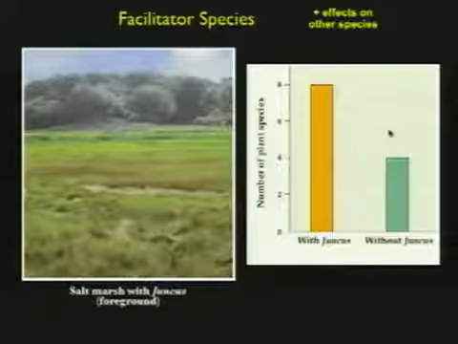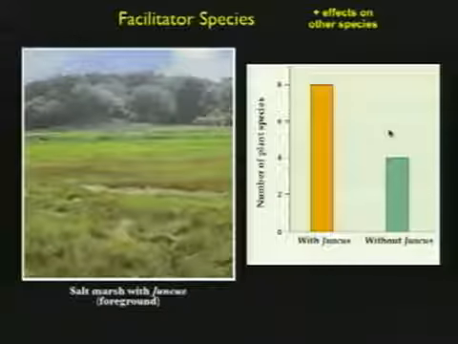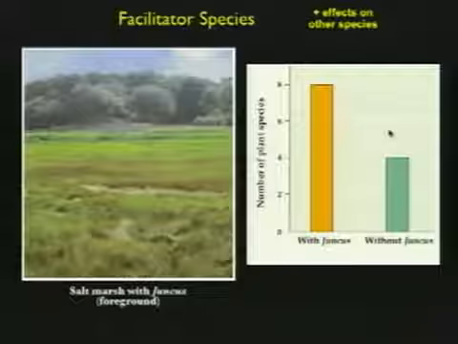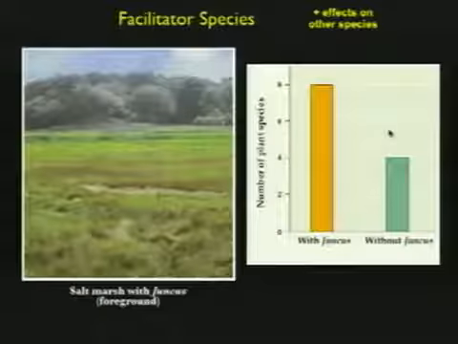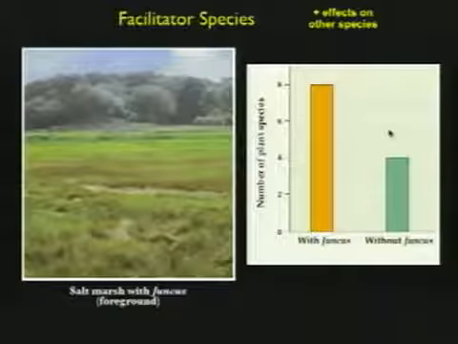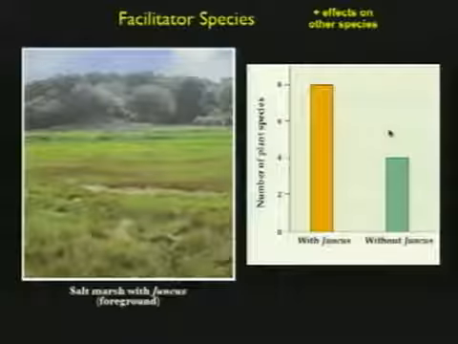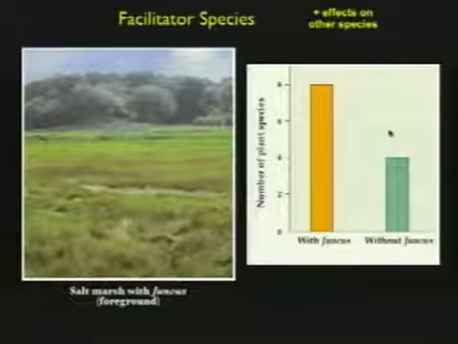So let's look at a category of species and think in terms of positive effects on other species. This is a great example from your book. I'll let you focus on it there so we can carry on. This is juncus. It's a rush. It's a salt marsh plant, a black rush.